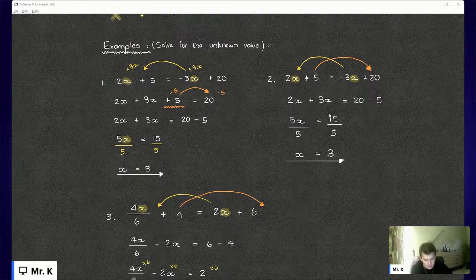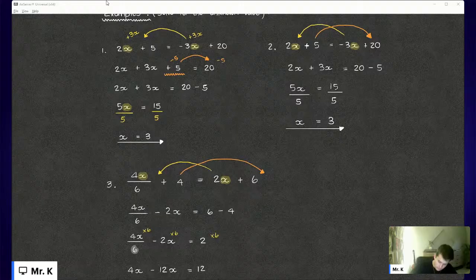Okay. Guys, let's go on to example number 4 now. If you guys have specific questions about these examples, please make sure that you ask. All right. Let's move on to number 4.